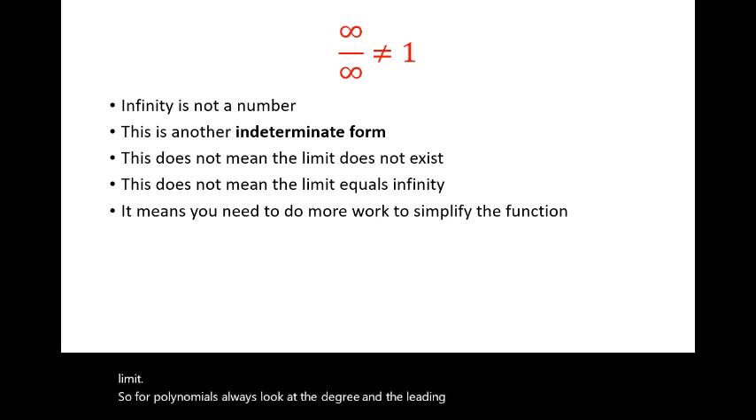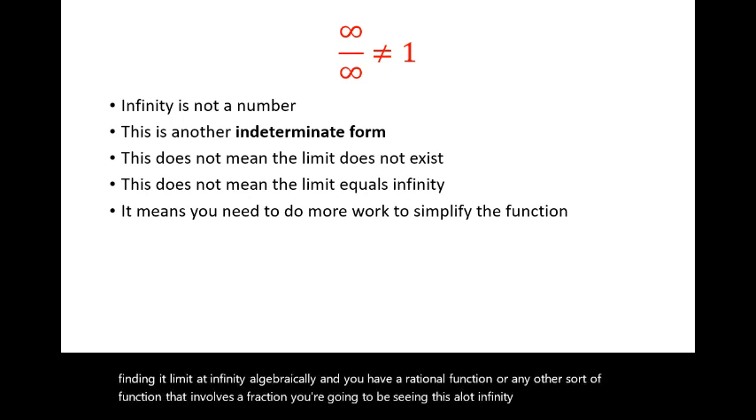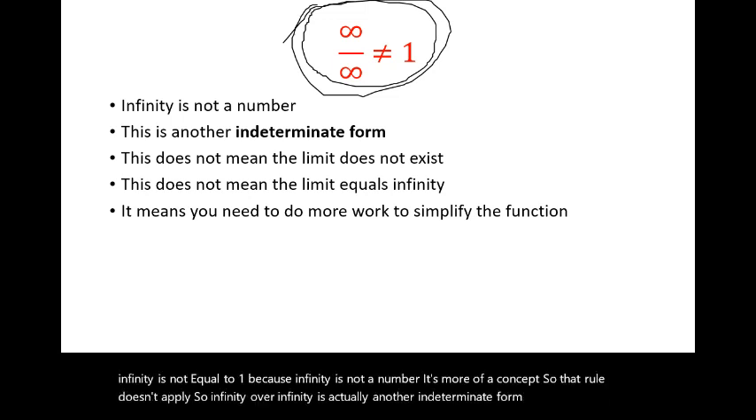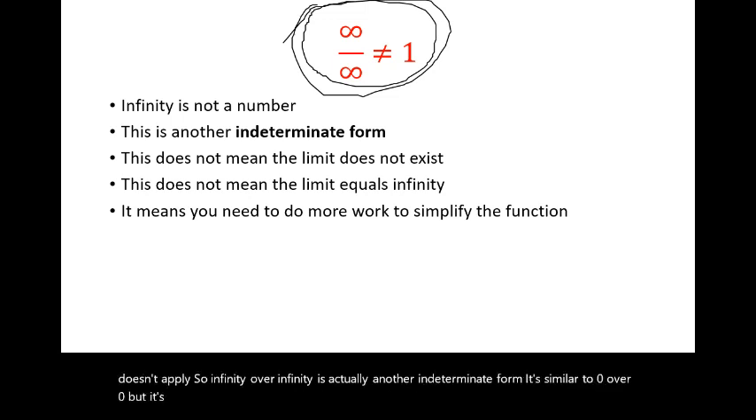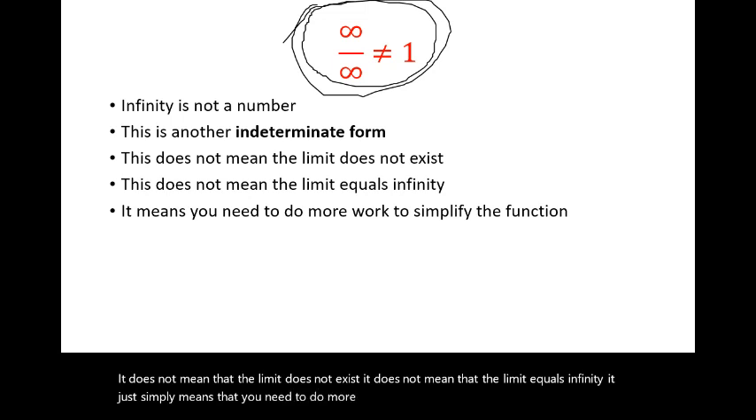Now, when you're finding a limit at infinity algebraically, and you have a rational function or any other sort of function that involves a fraction, you're going to be seeing this a lot. Infinity over infinity. Infinity over infinity is not equal to 1 because infinity is not a number, it's more of a concept, so that rule doesn't apply. So infinity over infinity is actually another indeterminate form. It's similar to 0 over 0, but it's not treated the same as 0 over 0. It does not mean that the limit does not exist. It does not mean that the limit equals infinity. It just simply means that you need to do more work to simplify it.